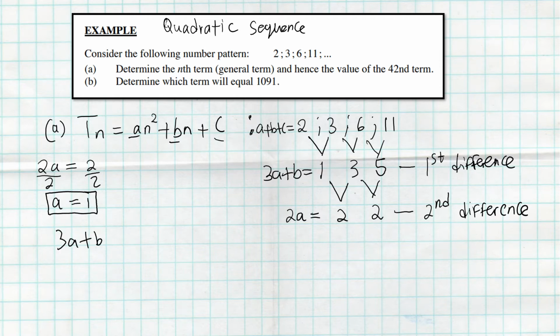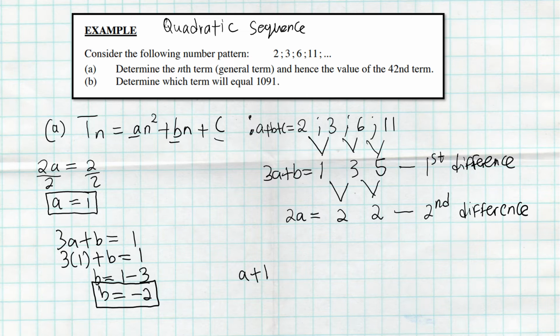We go on top. 3A plus B is equal to 1. That is term 2 minus term 1. So where there is A, we already calculated, and it's 1. Then I'm going to solve for B by taking my 3 to the other side. Then B will be equal to minus 2, right?